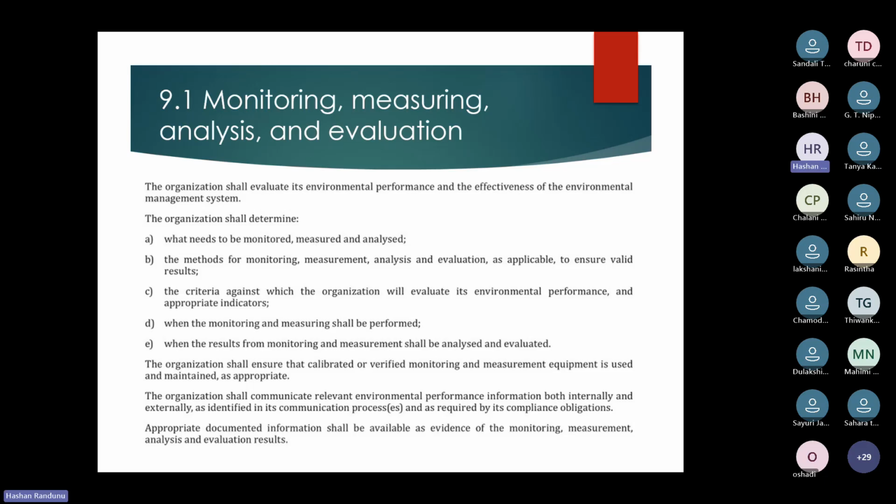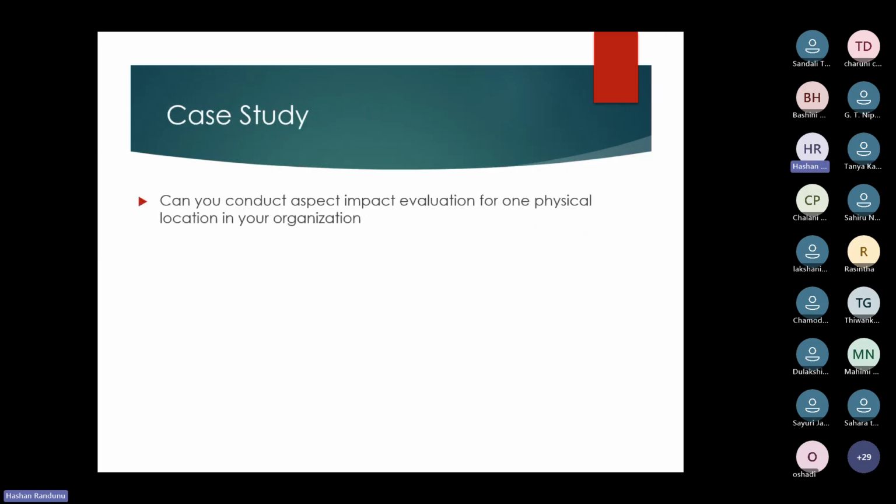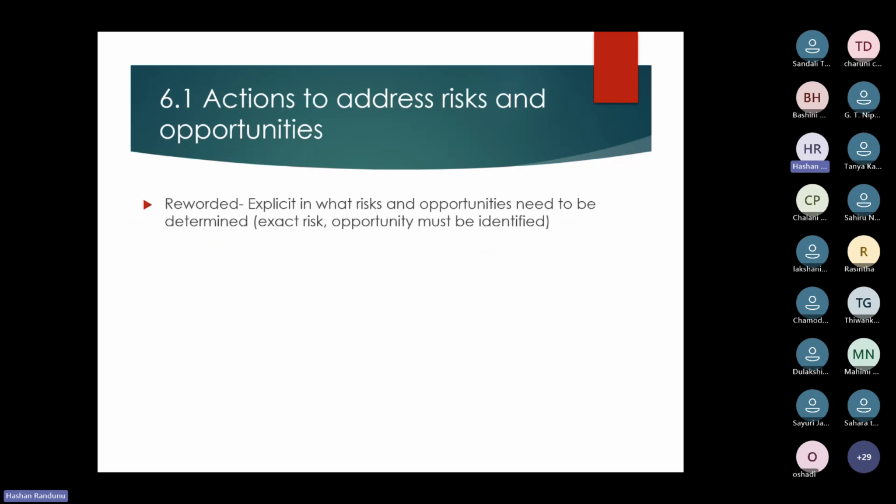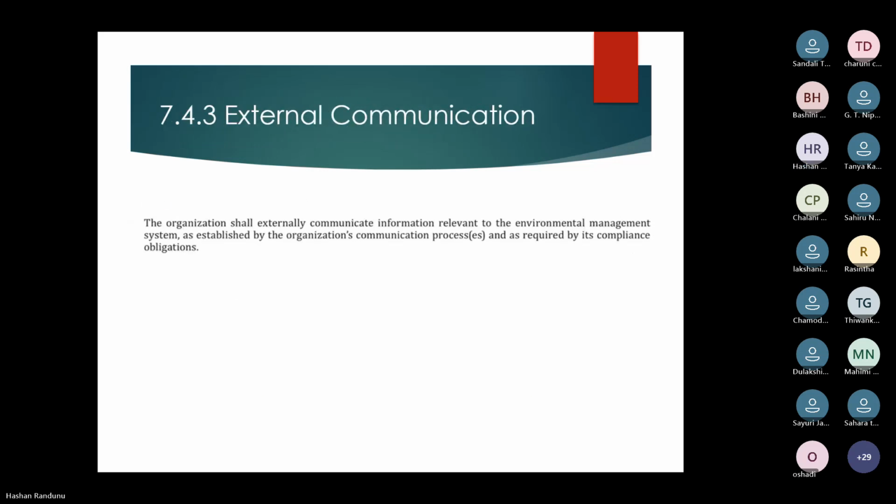So those communication requirements, where do we identify them? At clause number 7.4, in clause 7.4.3. There is a clause called external communication. Under this, you need to determine what things you need to communicate to external parties, what the methods are, and what the frequency is, when you need to communicate that environmental information to external parties. Those kinds of things you need to identify at clause number 7.4.3. Now you see the linkage between these clauses.